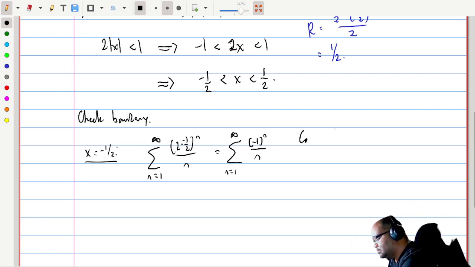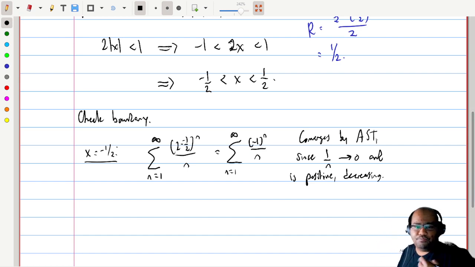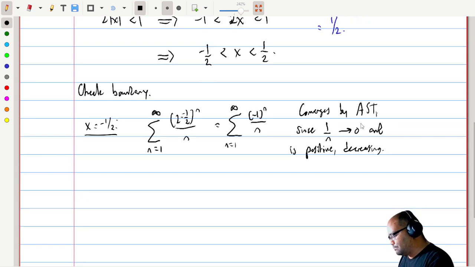This converges by AST, okay? Since 1 over n goes to 0, it is positive and decreasing. Okay, so that sum converges, so I can close it off.